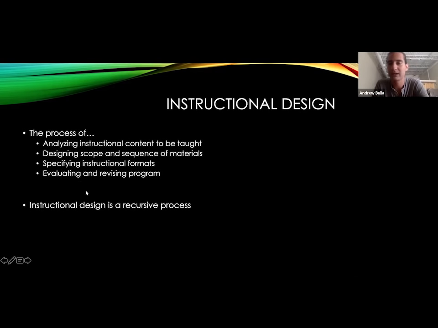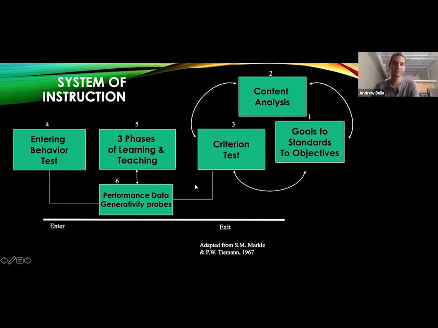So although you may think of this as a sequence, we're oftentimes moving up and down throughout this process as the learner's performance dictates. So as a general framework, I use the system of instruction adapted from Sue Markle and Phil Tiemann. And what we're really going to be looking at is this series of first three steps. So we specify our goals, right? And then we get standards and objectives from those goals. So what is the goal of the instructional program?